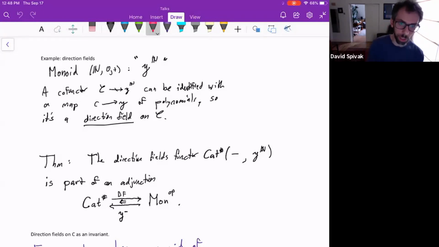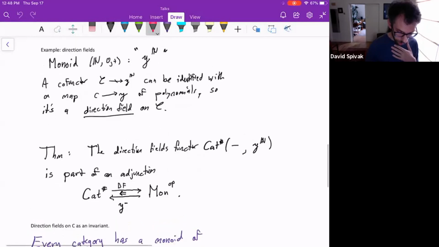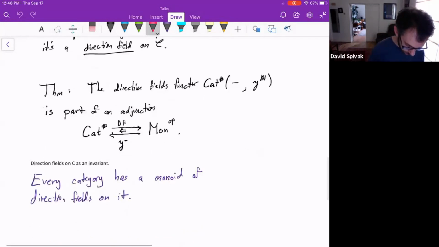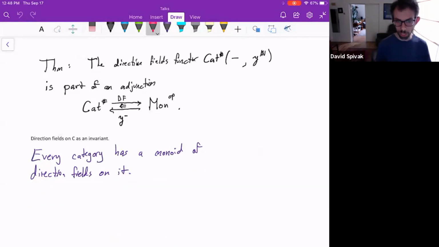Then it turns out that direction fields on C form a monoid. And that's part of an adjunction. So every monoid gives you a category. Every category gives you a monoid by its direction fields, and those are adjoint. And in particular, since isomorphisms in cat sharp, which is what I call categories and cofunctors, are the same as isomorphisms in cat, that's a good fact to know. Direction fields on C is an invariant of a category. For every category, there is a monoid associated with that category, and that is an invariant of the category. So you can disambiguate two categories by seeing that their monoids of direction fields are different.